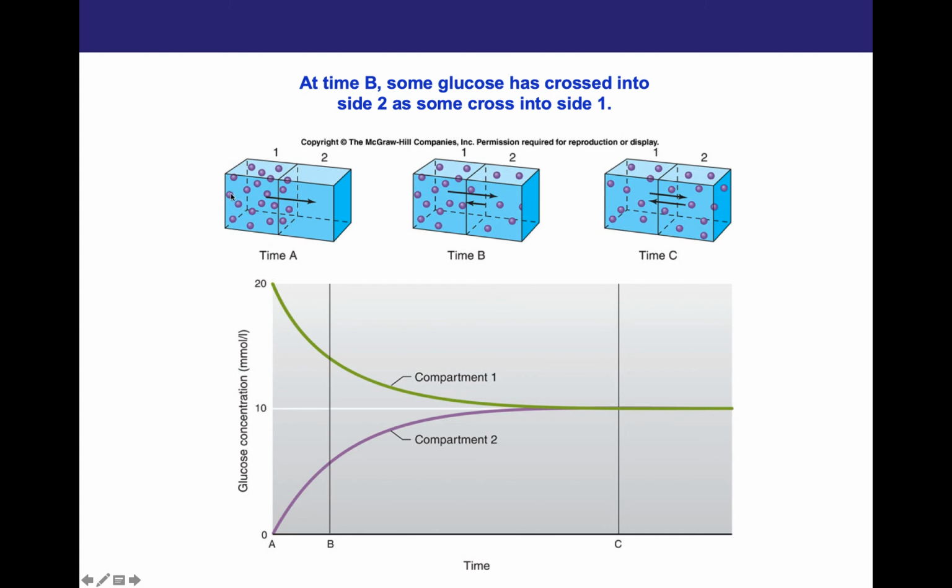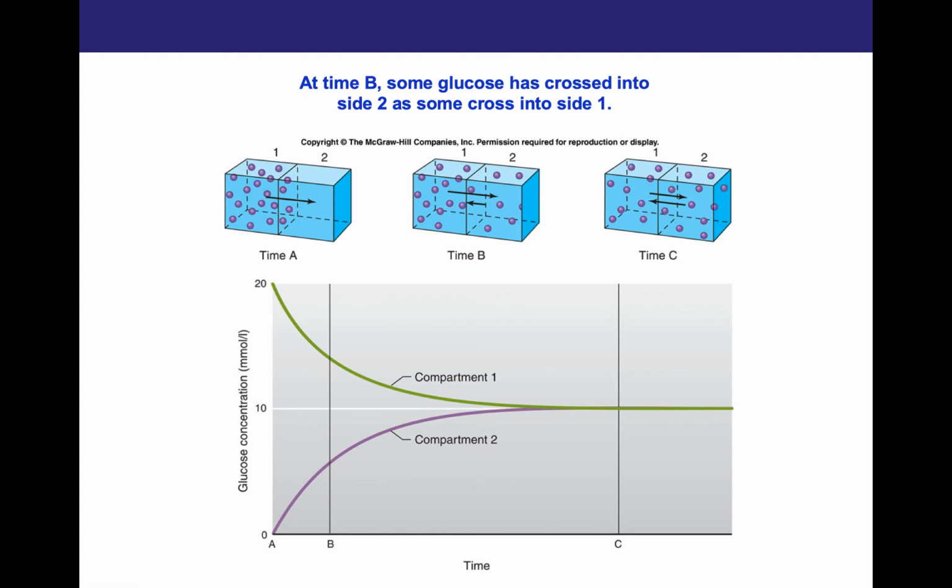And you can see compartment 1 is the green line, and compartment 2 is the purple line. Over time, they redistribute themselves until you reach diffusional equilibrium. Okay? Pretty good? It basically illustrates that the concentration change over time is an exponential function.